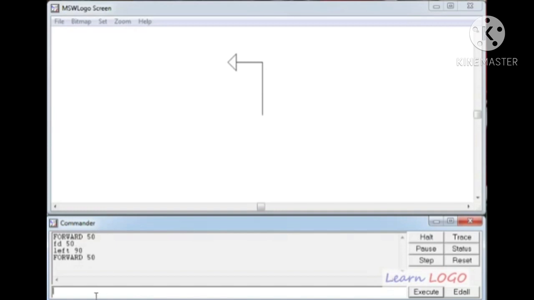Okay. We can also write left as LT. LT, space, give the degree of angle. 90 degrees. The turtle head turns to the left side in anti-clockwise direction. Here also I again give the forward instruction FD, number of steps to move. So it makes a line.